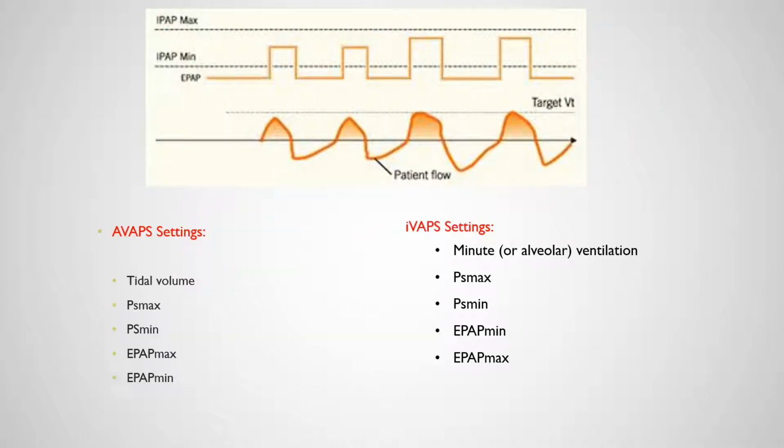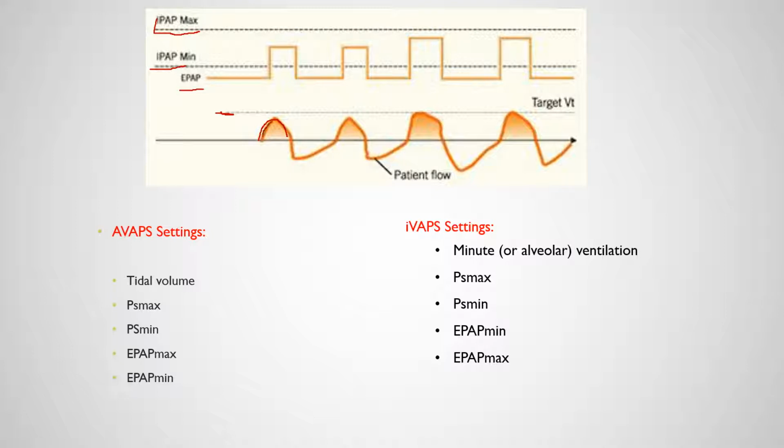So here's a picture of how VAPS will work. We're going to start again over here to the right. And here we have our IPAP max set and our IPAP min set. And then we have our EPAP set. So the machine is on. And as the patient takes a shallow breath, we have a target tidal volume, which is right here, this line right here. Let's say it's 500 because we know that that's normal tidal volume.